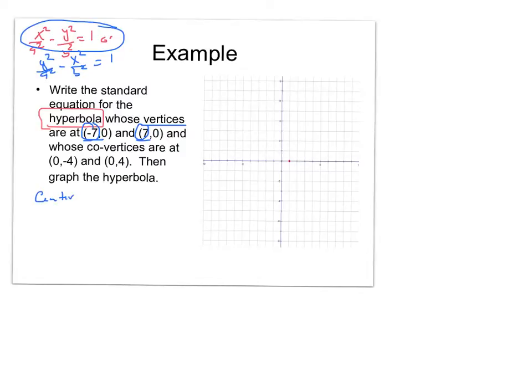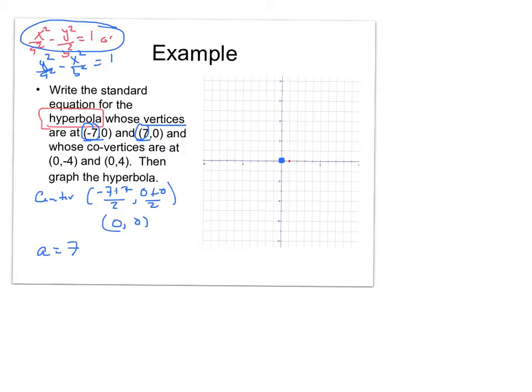Okay? So then I think to myself, okay, well, what's the center? Well, I know the center is the midpoint of the vertices. So if I take my x's and add them together and divide by 2, and I take my y's and add them together and divide by 2, I'm going to get 0, 0. So I know the center is at 0, 0. So I'm going to plot that point right there. And because the center is at 0, 0, I've moved 7 units from the center to go to the vertex. So then that means a is equal to 7.